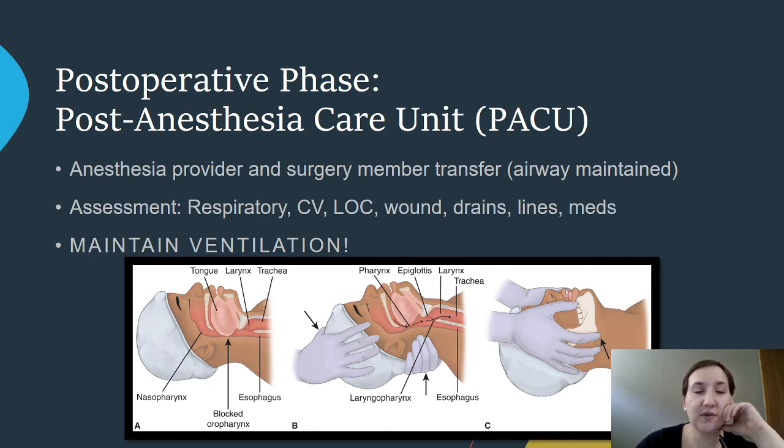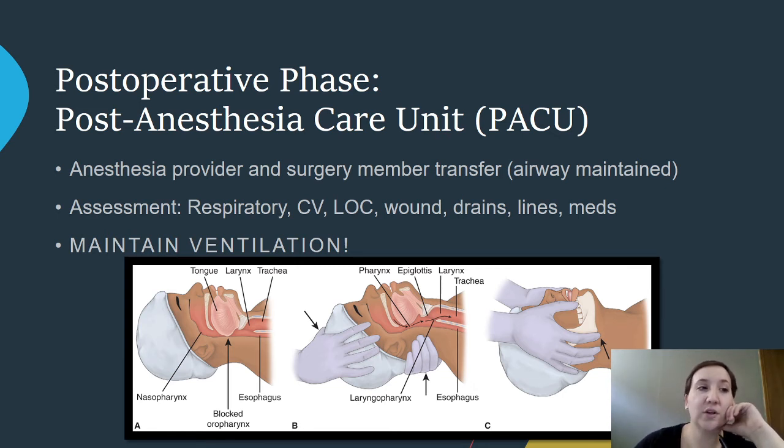What does our respiratory status look like? What does our cardiovascular assessment sound like? Do they perhaps have a new onset of murmur after they've been under some stress? Maybe there was a murmur that we didn't hear before that now we do. Maybe they've lost some more blood, so we're able to hear that. Maybe their level of consciousness is deeper than what we think it should be for the procedure that they had done.